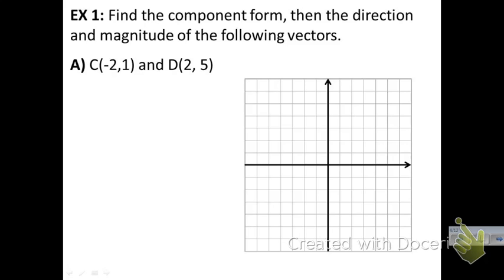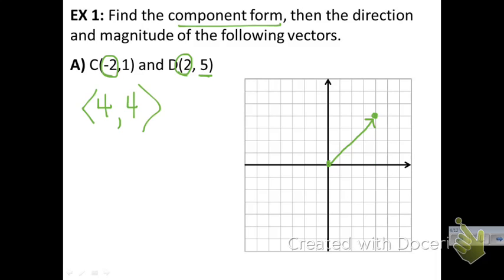So here we are in example 1. The first thing I'm going to ask you to do is find the component form, and then we'll graph it from there. So to find the component form, remember that we do x2 minus x1. So 2 minus a negative 2 will give you 4. And then we take y2, 5, minus y1, 1, gives us 4. And then we're going to graph this by going over 4, up 4 to get to that point, and then we have just put this in standard position. And from here, we're going to find a couple things.